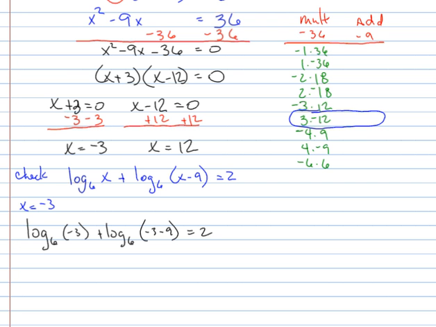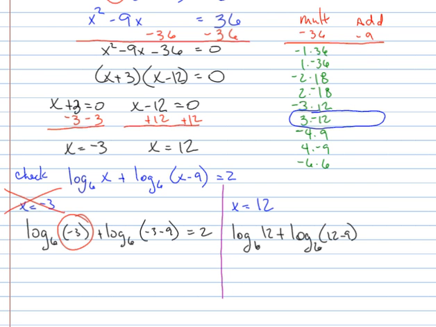Then we look at that and go, wait a minute, this can't be negative. So therefore, this one is not a valid answer. So let's come over here and check my other one. Hopefully it works out okay. I'm going to check this time x equals 12. So I'm going to do log base 6 of 12 plus log base 6 of 12 minus 9. That equals 2.